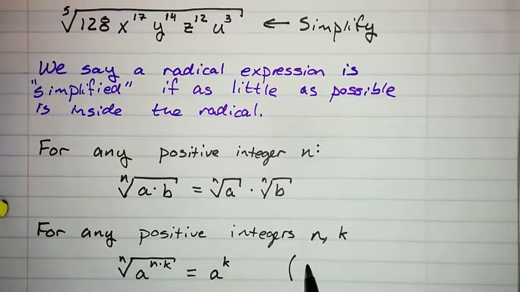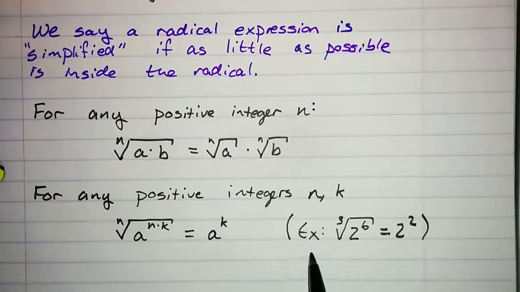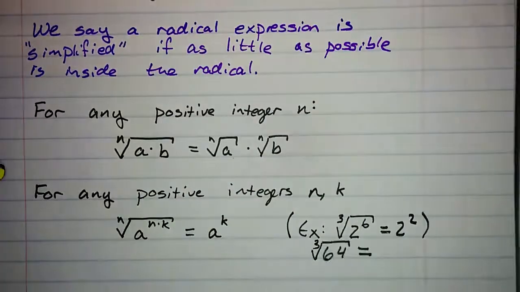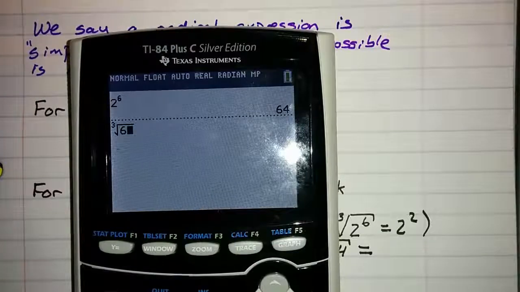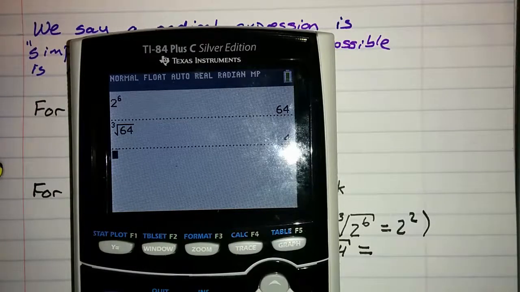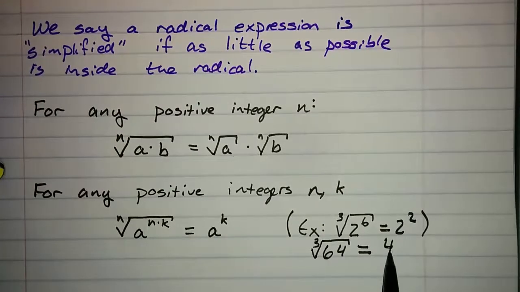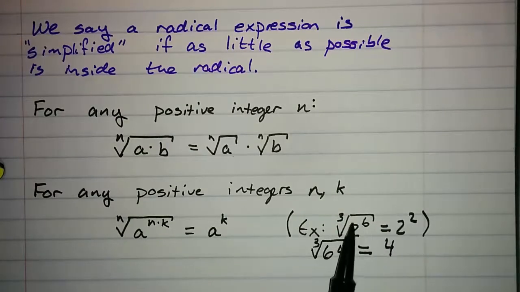That means, for example, the cube root of 2 to the 6th is just 2 squared. In other words, what's 2 to the 6th? 2 to the 6th is 64. That's just the cube root of 64, which is 4, which is 2 squared. Yeah, that works out. It makes sense, right? If I multiply this by itself 3 times, I'll get 3 times as many 2's.